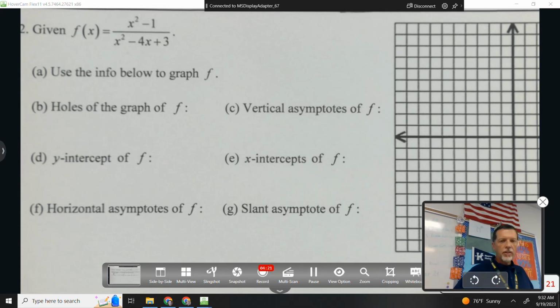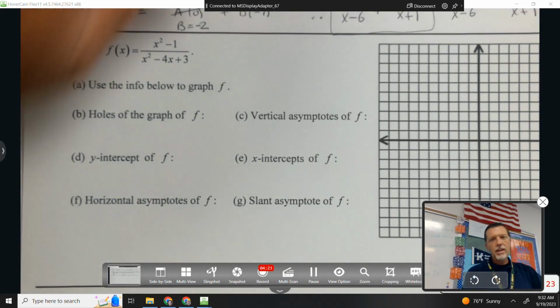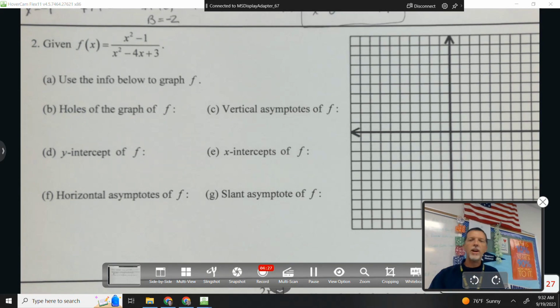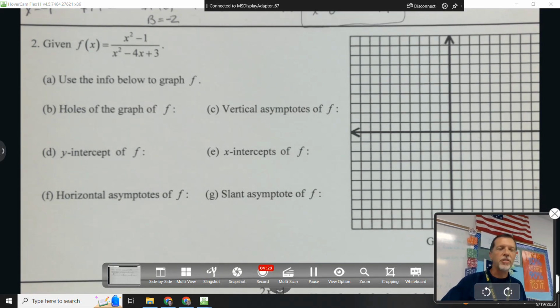All right, a graphing one. You don't have provided graph paper, so I'll leave it for you if you want to try to graph it on your own, or if you just want to answer the questions and figure you could get it from there. So I'll give you a couple minutes to do that.